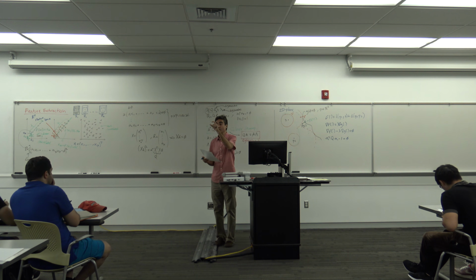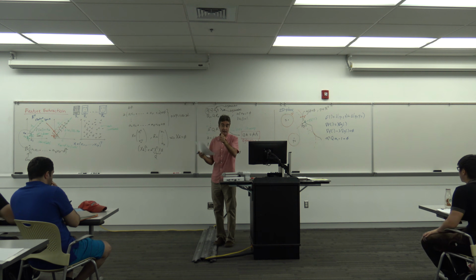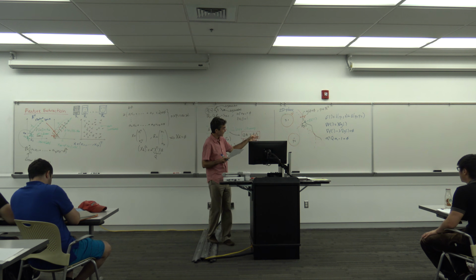A1 transpose A1 is equal to 1, right? Because these are orthonormal vectors. So the length of that vector, A1 transpose A1, is the 2-norm of the vector. It's equal to 1. I'm just writing it as A1 transpose Q A1 minus 1 equals 0. Same thing.